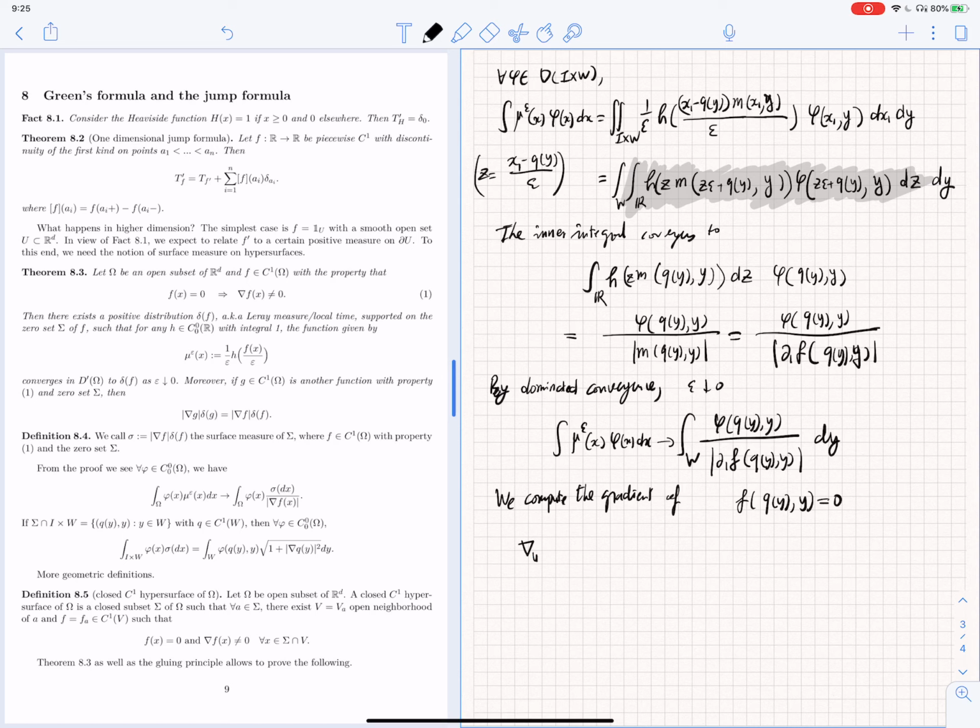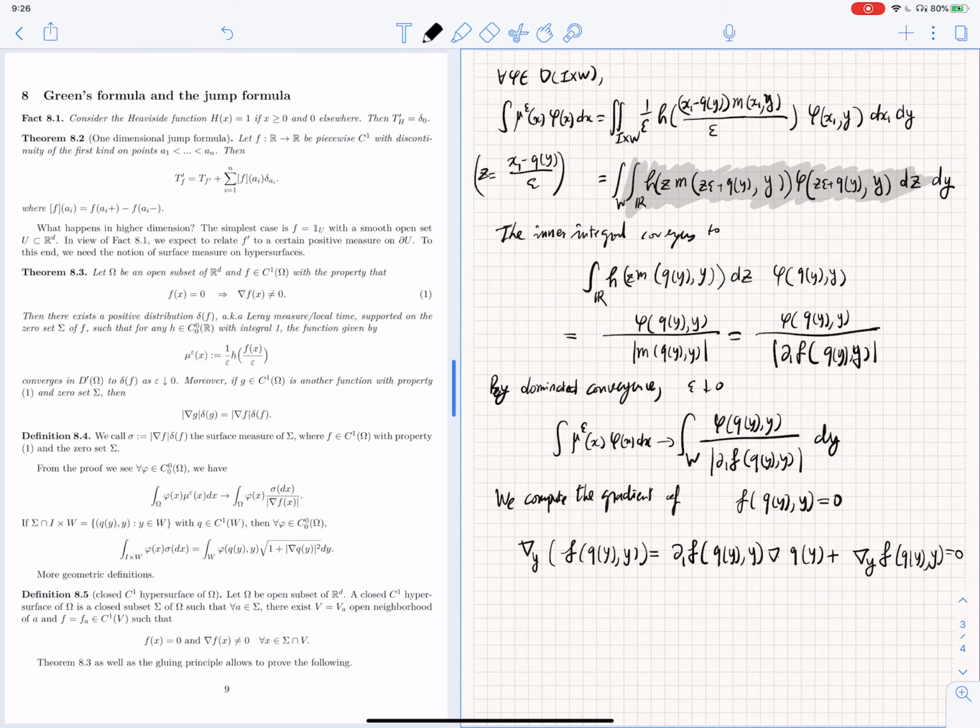So if we take the gradient of the left-hand side of f, we should have 0, according to the equation. But by using the chain rule, this is nothing but the partial derivative with respect to the first variable of f at (q of y, y), times the gradient in y of q of y, because q is just a function of the y variable. You can forget about this y in here. Plus the gradient in y of f at (q of y, y). And we know that this is equal to 0 according to this equation.